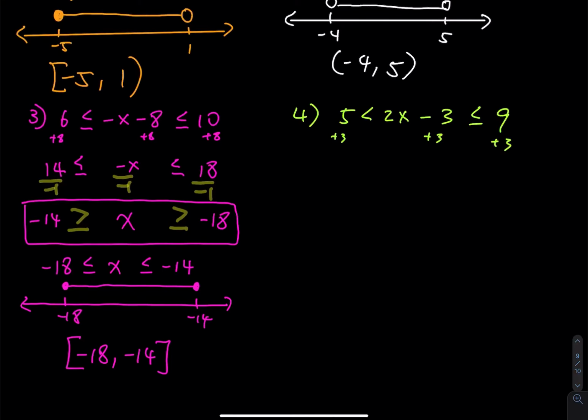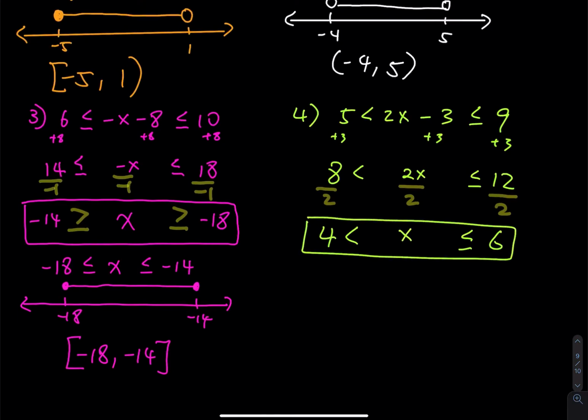5 plus 3 is 8. 9 plus 3 is 12. And then in the middle, we have 2x plus 2. So when you divide each side by 2, you do not reverse the symbol because 2 is positive. So that is a 4. This is a 6. 6 is greater than or equal to 4. So we are good. Then this is my solution set.